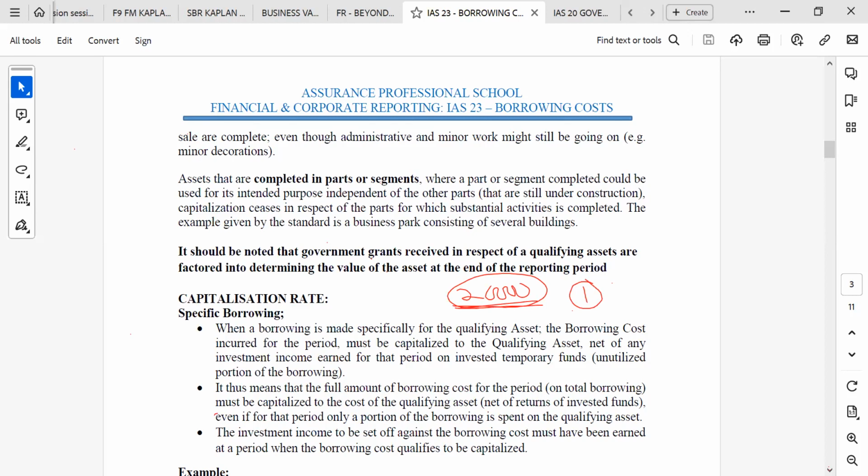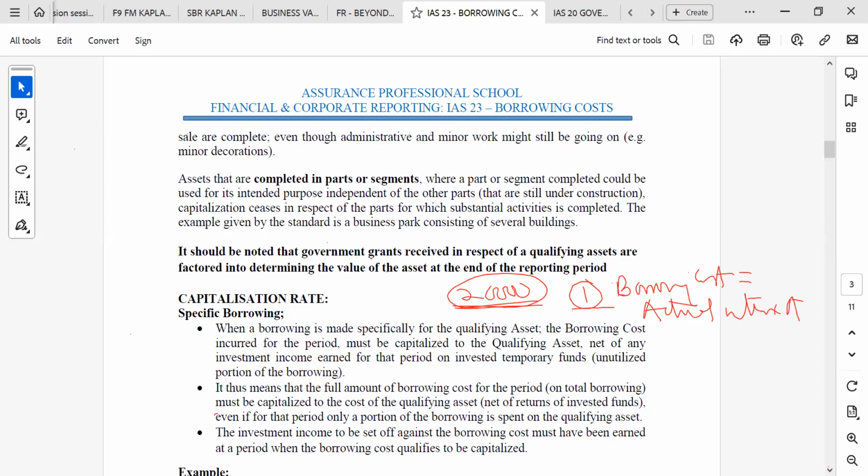So the borrowing cost for specific borrowing will be the actual interest, even if you use only part of the fund. If you use only 1 cedi of it on the construction of the asset, you are going to charge interest on the full amount.